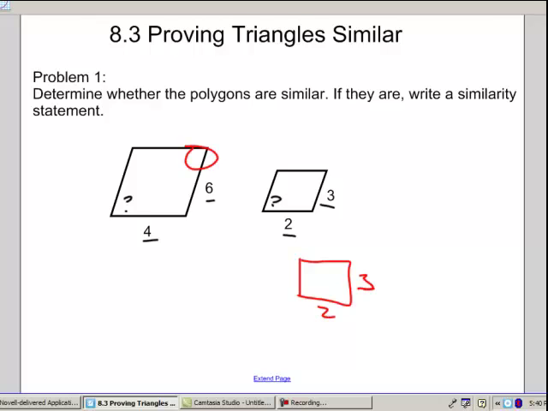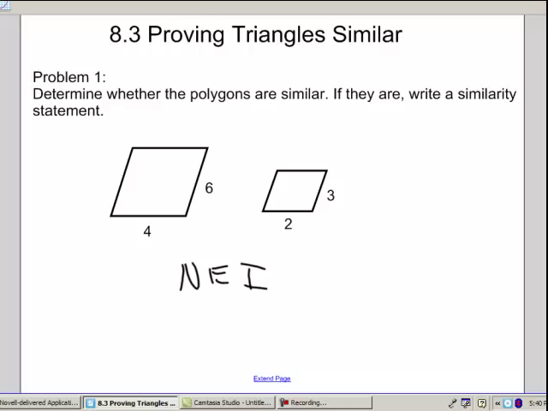This clearly is not a rectangle. These may or may not be similar. I have no similarity statement I can write. The best thing for me to put here is not enough information.